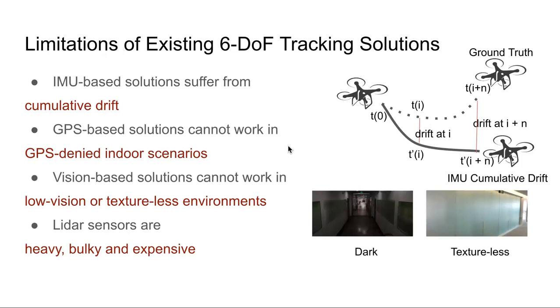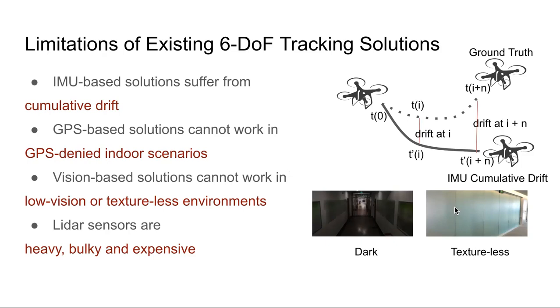And for indoor environments, GPS is usually denied. It's pretty common, so GPS solutions cannot work. Vision-based solutions cannot work in low-light or textureless environments. Low light, for instance, in a dark room, in a dark hallway, or when the drone is facing a textureless wall. By textureless, it means that we have pretty few visual features.